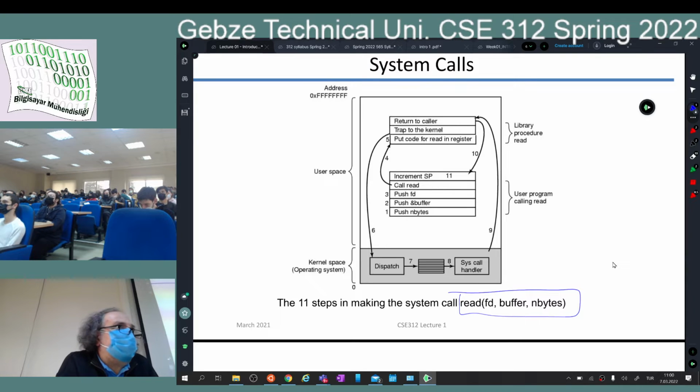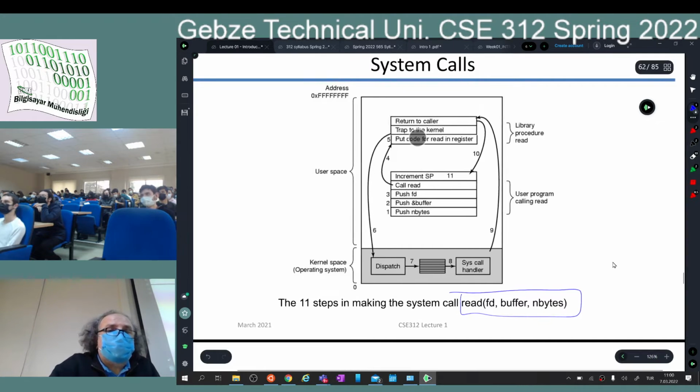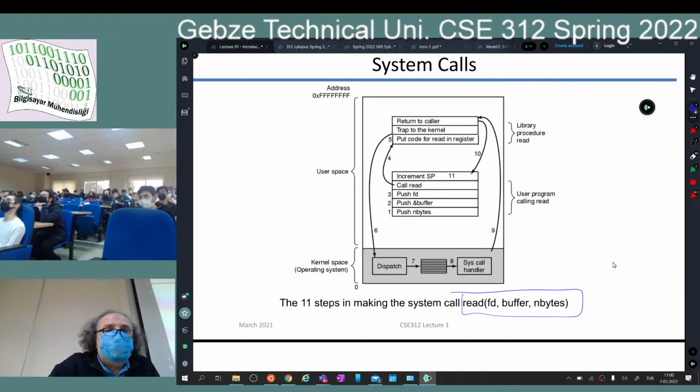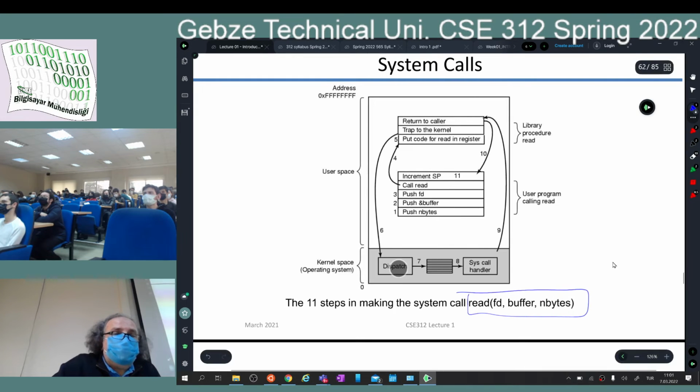For this, it is going to cause an interrupt. An interrupt means that every time the operating system is in control, an interrupt happened. This time, we cause the interrupt by saying that for read there is a special code, I put that code inside the register, and I make a system call, a software trap, a software interrupt, a trap to the kernel, and I am in kernel mode now.